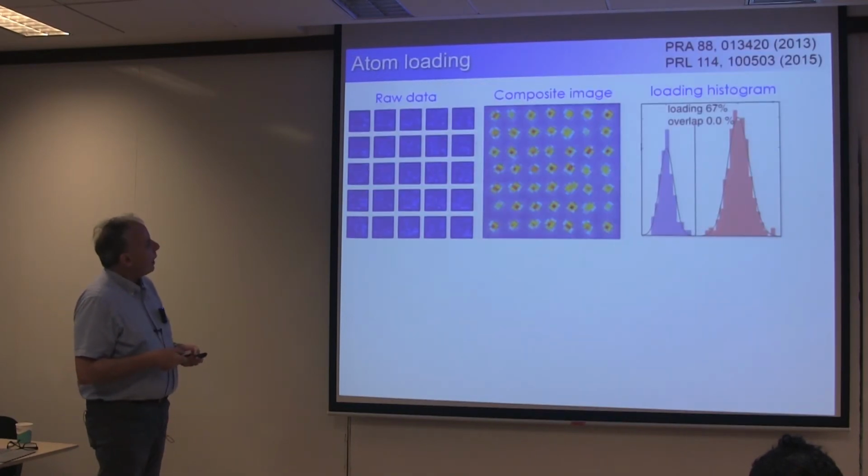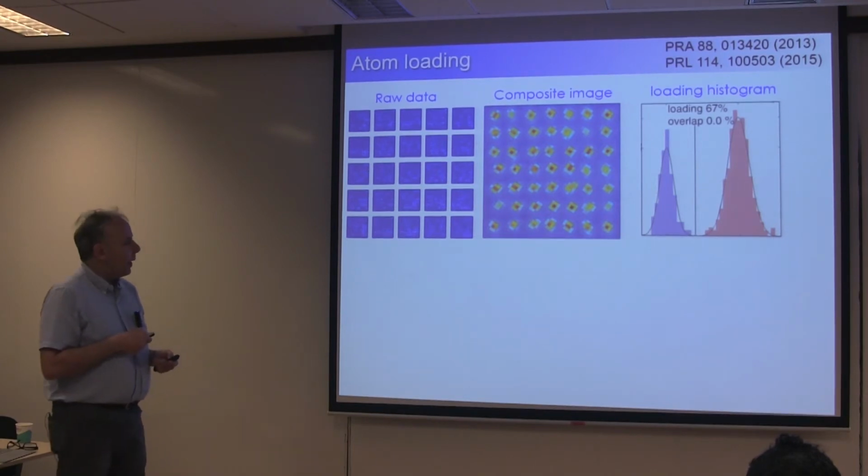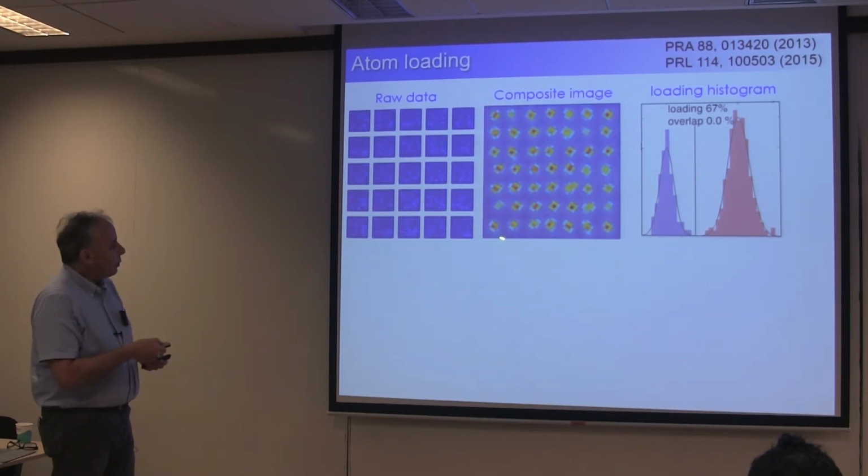So here's some data showing atom loading. In fact, we cannot deterministically load every single site. So this is raw data, and if we average that, we get these composite images, and then we can distinguish no atom and one atom by counting scattered photons with a camera. We'd like to deterministically load all of these sites.